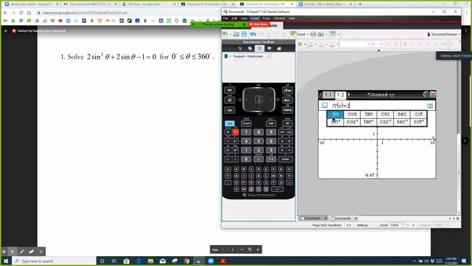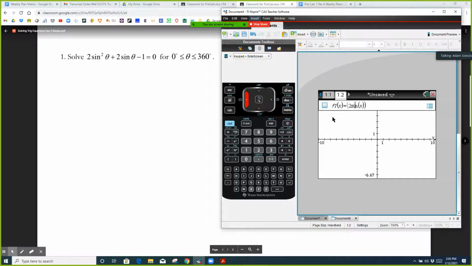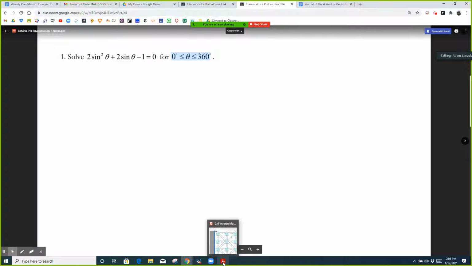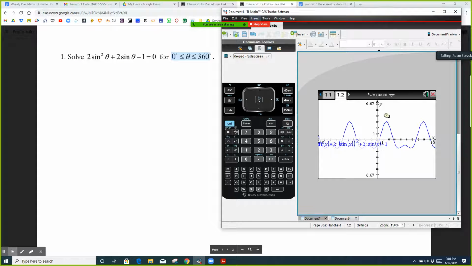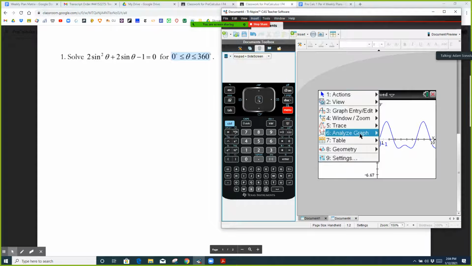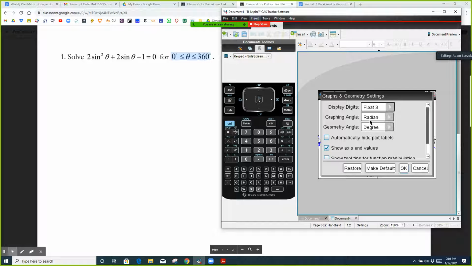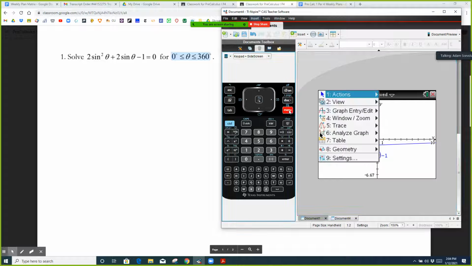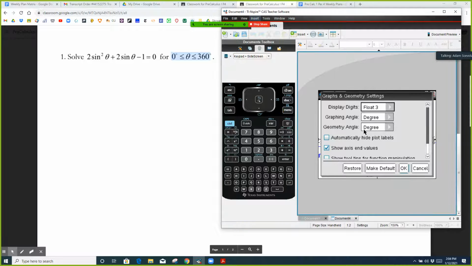So if I do 2 times the sine of x and then square just the sine of x, because that's what 2 sine squared means, and then plus 2 times the sine of x, and then minus 1, and then I'm looking for angles between 0 and 360. So I want to make sure that my x-axis is between 0 and 360, and also that it's representing angles in degrees. So I have to change my graphing angle to degrees. If you're graphing in degrees, to change that, you go Menu, Settings, and then Graphing Angles right there. Change it to degrees, hit OK.